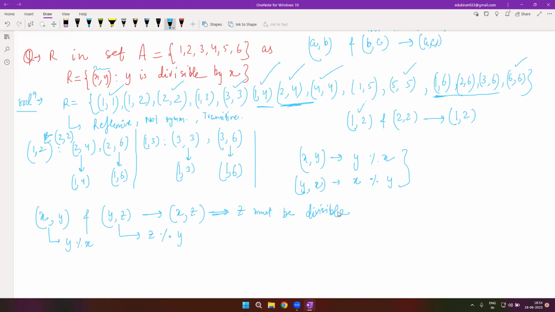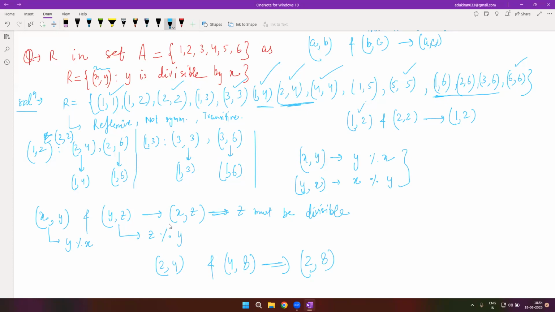Okay. So 2 is dividing 4, or 4 is divisible by 2, and 8 is also divisible by 4 here. Both pairs say that 2 comma 8 should be present in the solution, right? Which is true. If x divides y and y divides something else, then x must divide that thing, because x can already divide y.